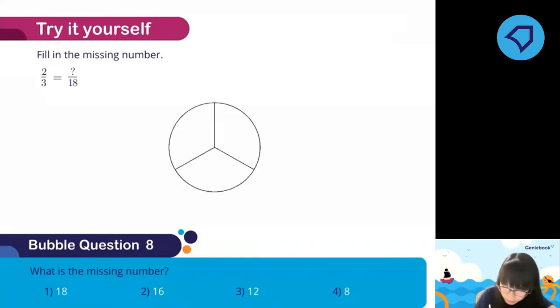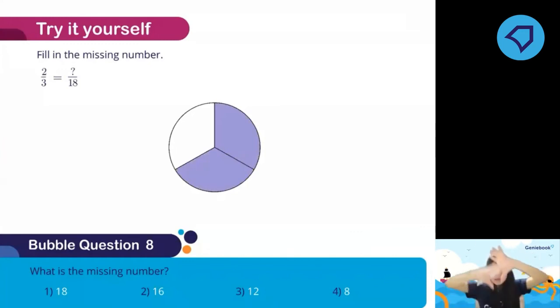Okay, so in the meantime, let me just color this for you guys. 2 out of 3 parts. Okay, so now that I have to divide the whole thing, instead of having only 3 parts, I want to divide all into 18 parts. That means each part I need to divide further by how many? Okay, so from here to here, you multiply by what number? You have to do the same for the numerator as well.